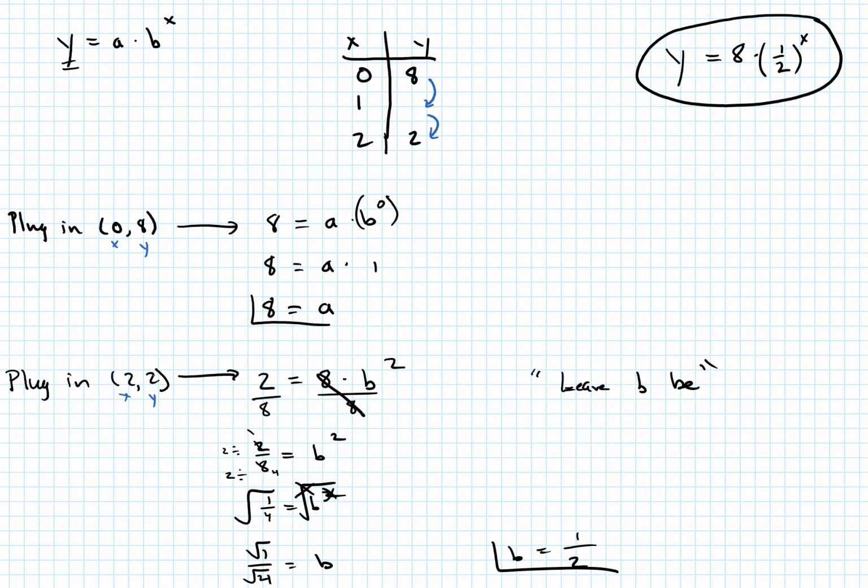Okay, so just checking our work, 8 times 1/2 is 4, and 4 times 1/2 is 2. Okay, looks like we're good.